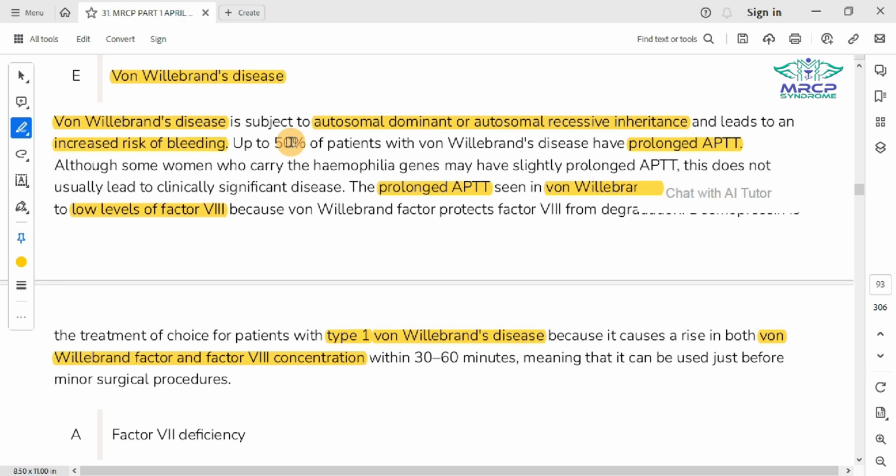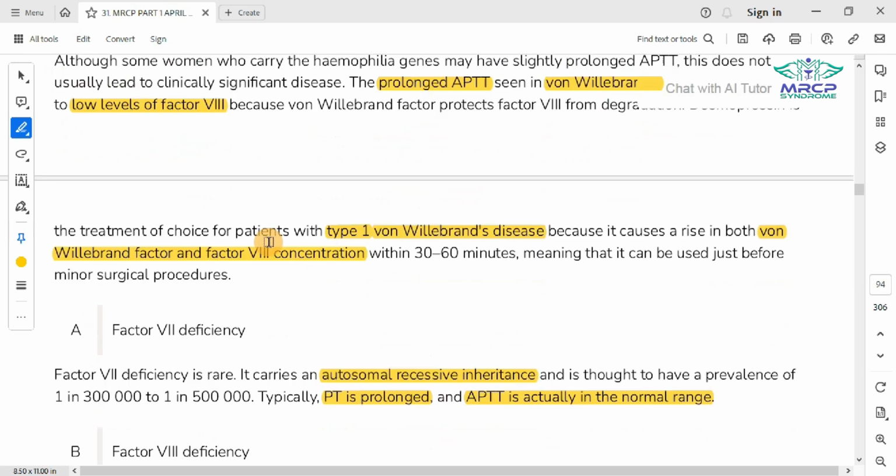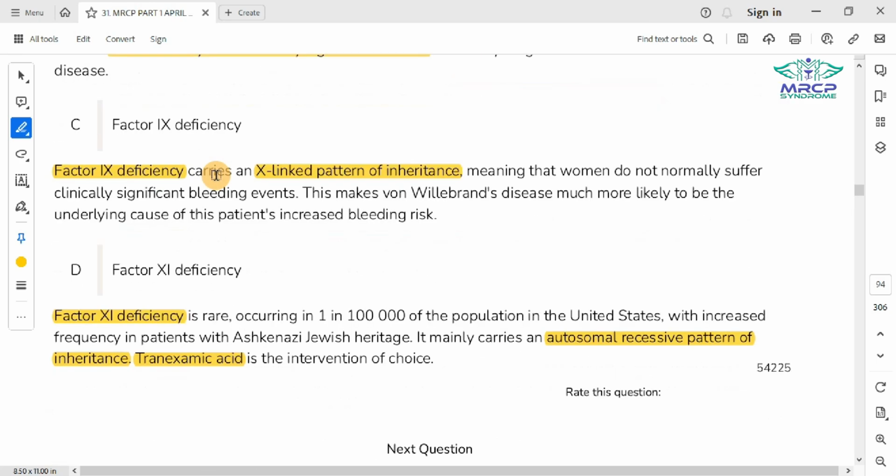The prolonged APTT seen in von Willebrand disease is due to low levels of factor 8, because von Willebrand factor protects factor 8 from degradation. And the treatment of choice for patients with type 1 von Willebrand disease is desmopressin, because it causes a rise in both von Willebrand factor and factor 8 concentration within 30 to 60 minutes.